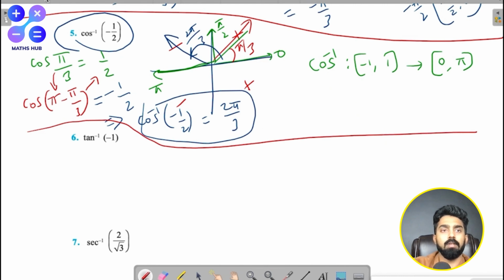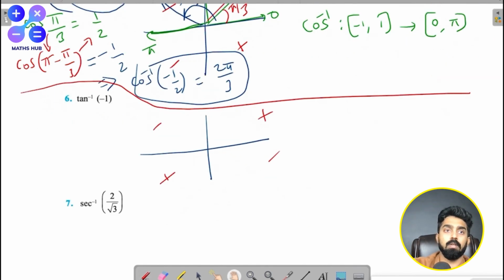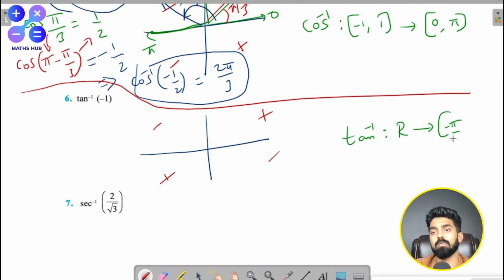Great. Now again, same rule, right? So let's find out. Tan is positive in the first quadrant and the third quadrant, negative in the second and the fourth quadrant, right? And tan inverse is defined from all real numbers to minus pi by 2 to pi by 2. So we need to figure out a value between these ranges.